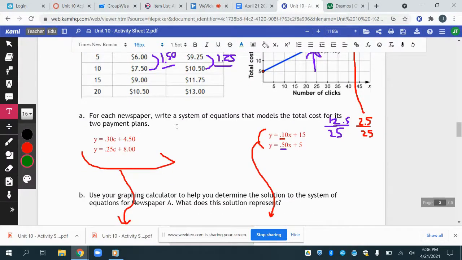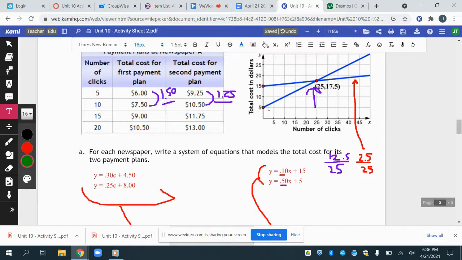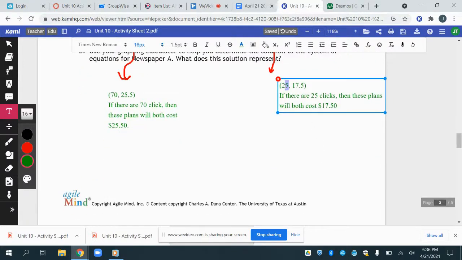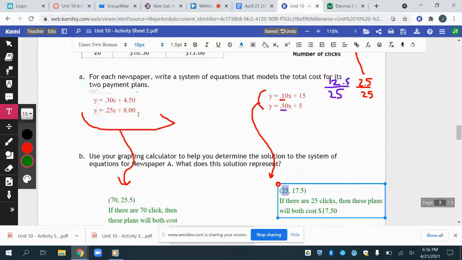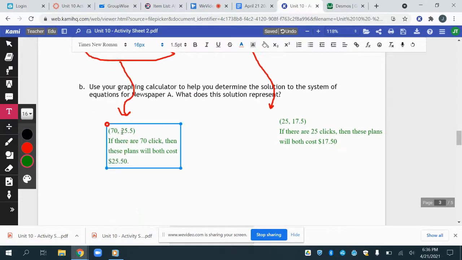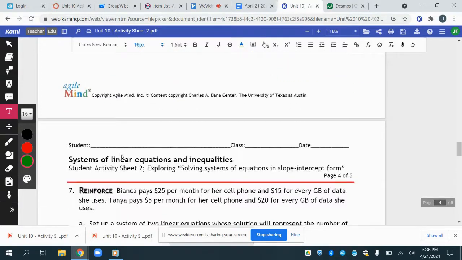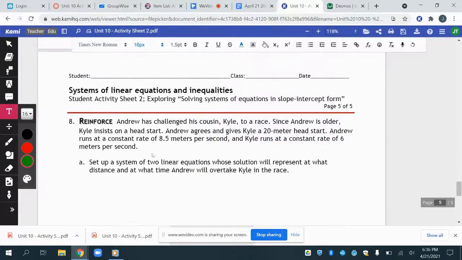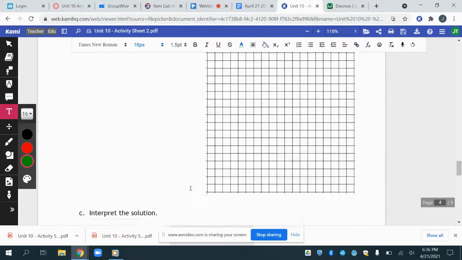I can see which one's a better deal of these two. Well, I can figure it out from here. I could compare them now. The one that charges 50 cents per click is clearly a worse deal if I get any more than 25 clicks. The one that charges 30 cents will cost more as long as I have more than 70 clicks. So based on what I can expect, I can make a good decision business-wise. That's why people do this. Lots of business people use systems of equations this way.